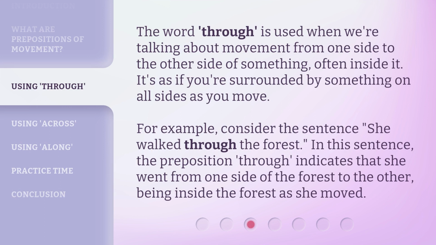The word through is used when we're talking about movement from one side to the other side of something, often inside it. It's as if you're surrounded by something on all sides as you move. For example, consider the sentence, "She walked through the forest." In this sentence, the preposition through indicates that she went from one side of the forest to the other, being inside the forest as she moved.